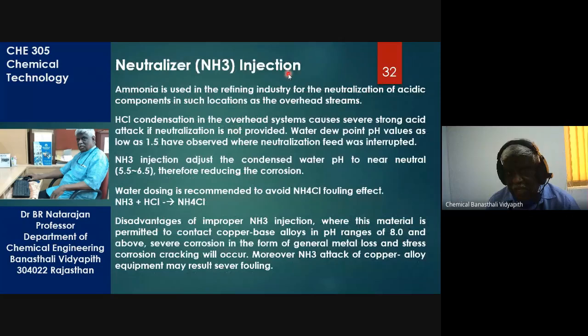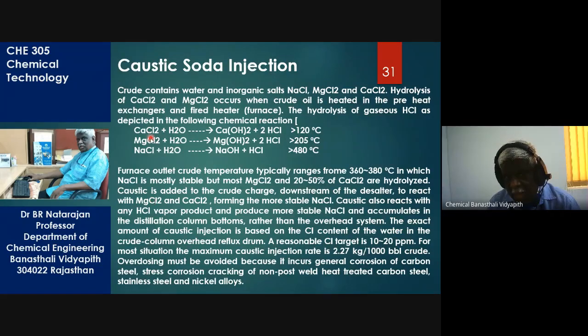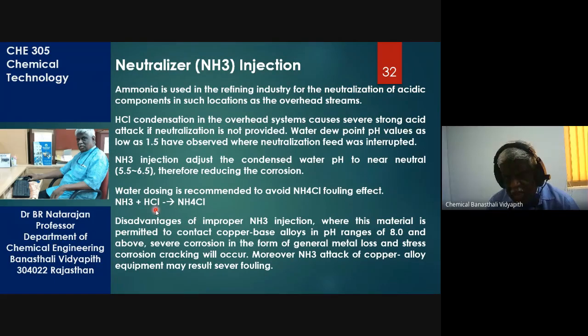Then ammonia injection. Ammonia may combine with HCl to form ammonium chloride. This is another way of tackling the corrosion problem. Remember, HCl and H2S were the villains. So here, in caustic injection, I am using caustic soda to catch the HCl and form sodium chloride. And ammonia is catching HCl to form ammonium chloride. So this is another possibility.